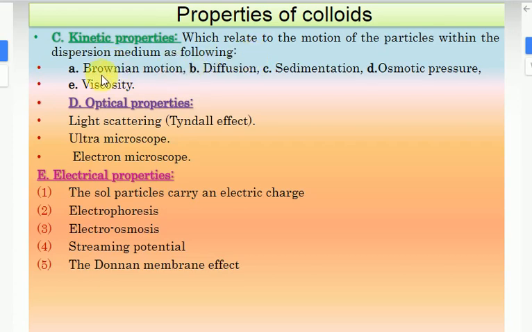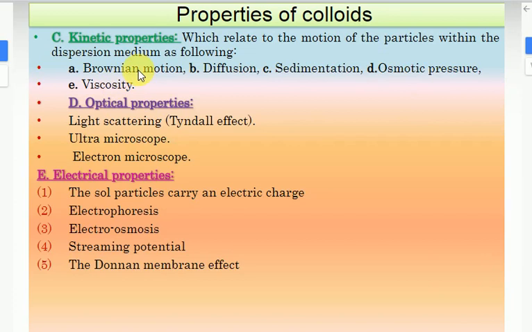So we are discussing Brownian motion of the particles. Diffusion also depends upon the kinetic nature. Sedimentation and osmotic pressure; we already discussed osmotic pressure, and viscosity. Clear. Once again, we are going to discuss Brownian motion, diffusion, sedimentation, osmotic pressure, and viscosity.